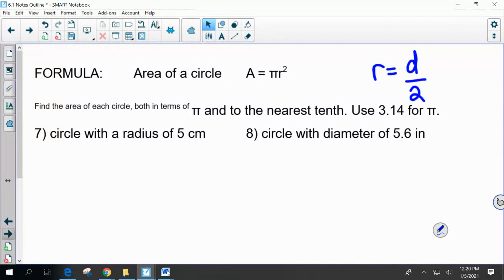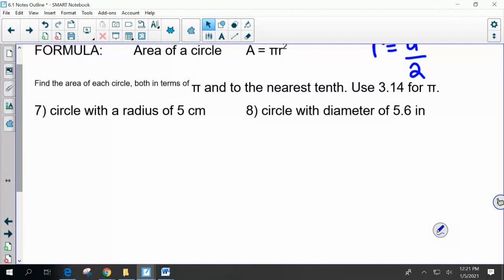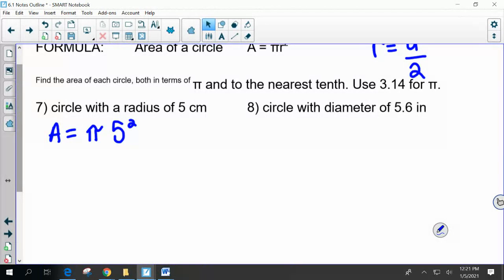Okay, so for number 7, we are finding the area in terms of pi and to the nearest tenth. We are finding the area of a circle with a radius of 5 centimeters. So this time, instead of C equals, we're going to have A equals for area. So A equals pi r squared, so pi times 5 squared. We're going to answer it in terms of pi first. So 5 squared is 25. So area equals 25 pi.